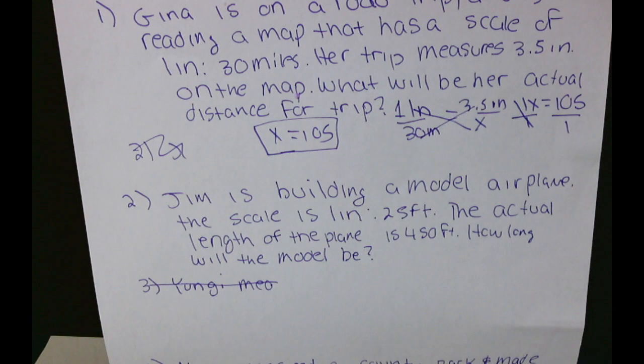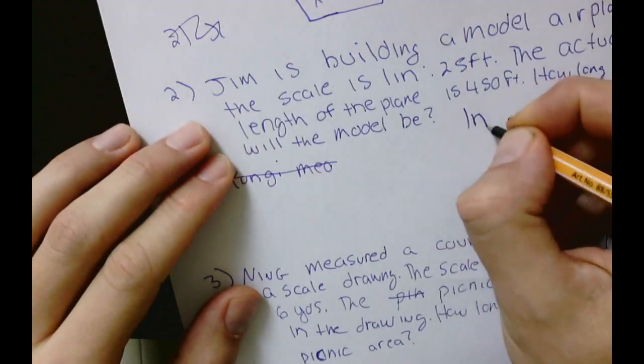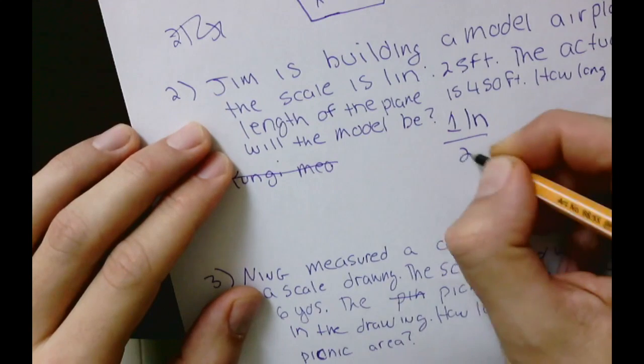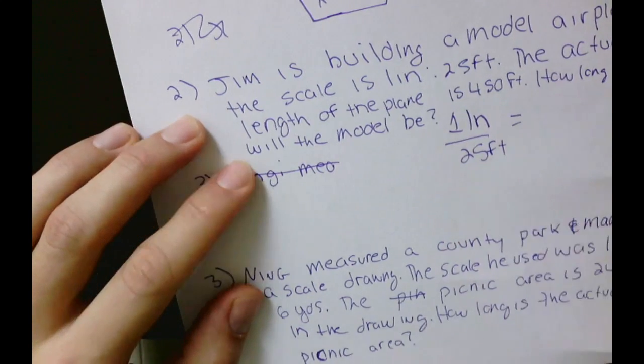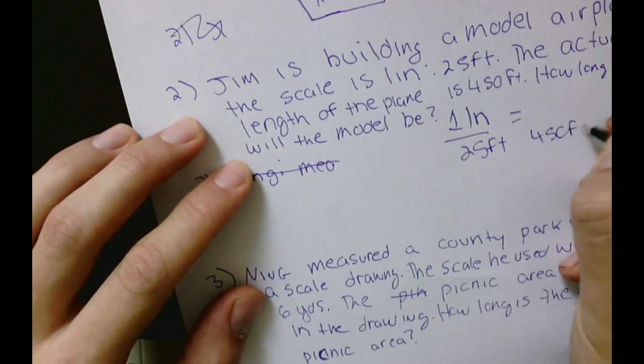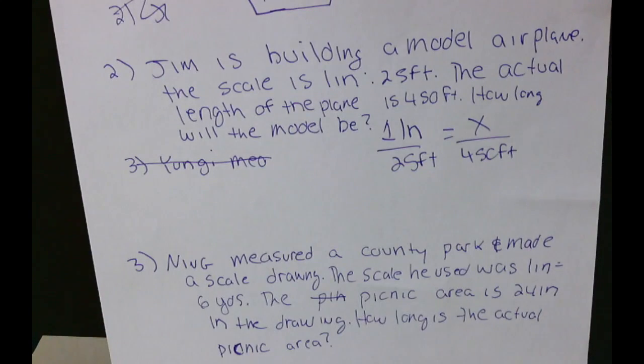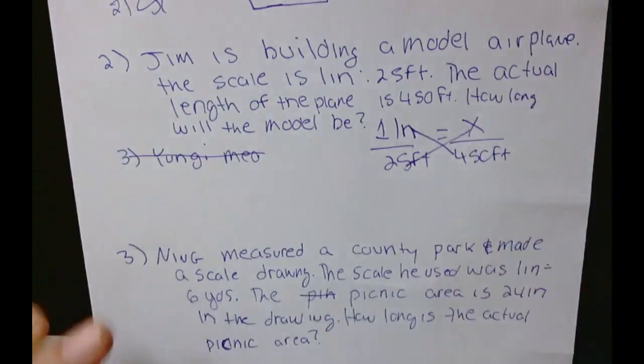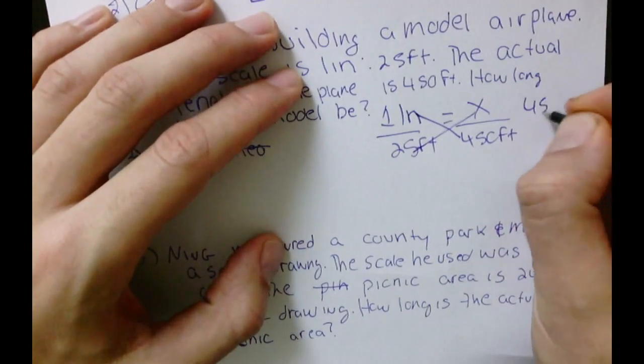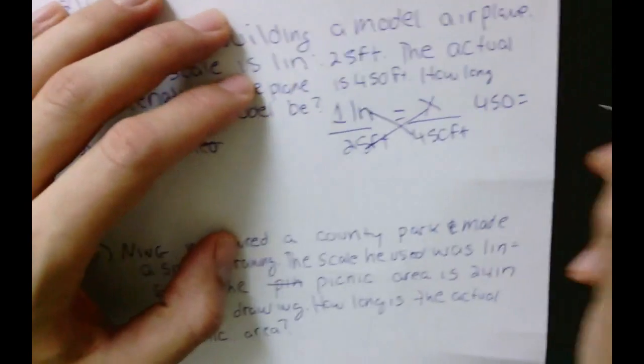So we're solving these by using proportions. So I've got 1 inch over 25 feet is equal to 450 feet over x. Do you remember what we're going to do next? Well, mates, if you said we were going to cross multiply, you were correct. So we got 1 times 450, which is 450, and that's equal to 25x.